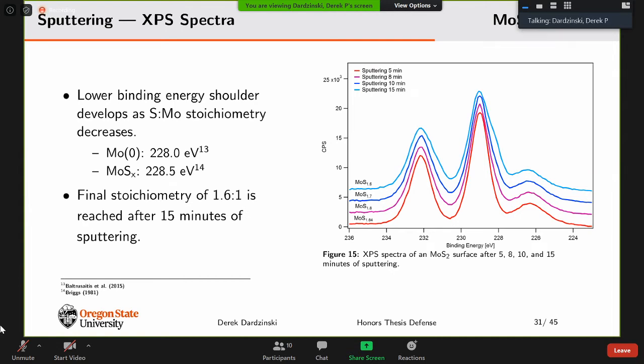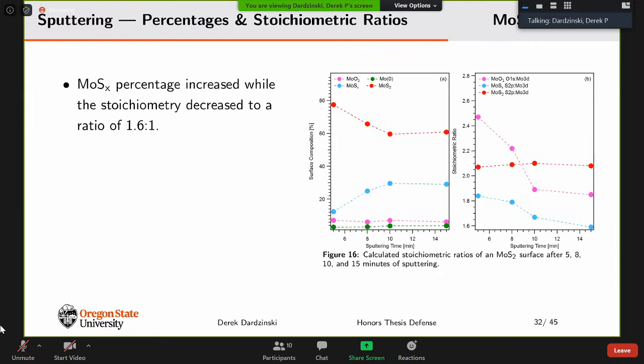So after we sputtered, we can calculate the percentages and stoichiometric ratios. You can see the MoSx percentage increased while the stoichiometry decreased to 1.6 to 1. This blue line is the substoichiometric MoS2, the MoSx, and you can see its stoichiometry is getting reduced to 1.6 to 1. The MoS2 stoichiometry, however, remained the same, because its signal is coming from the bulk of the material, which is not affected by the argon ion sputtering. That's just affecting the top surface. So that's what we would expect.